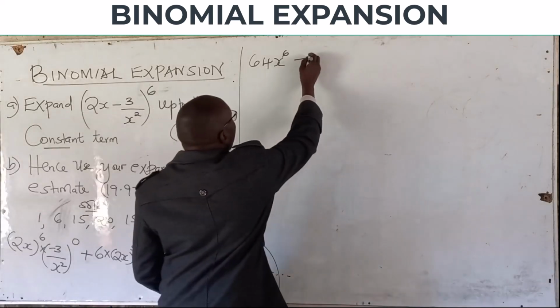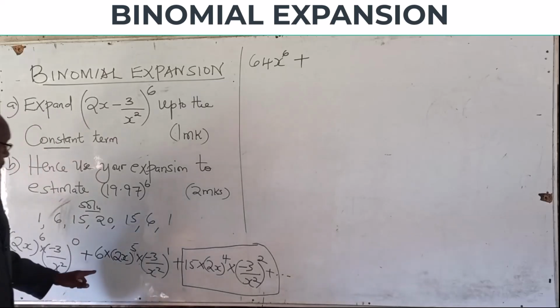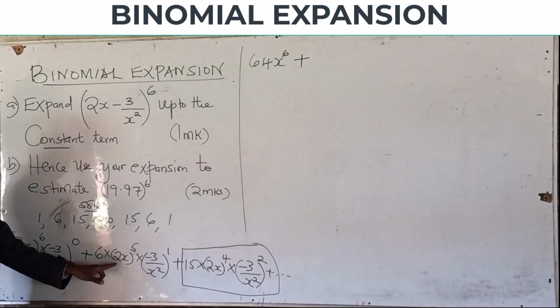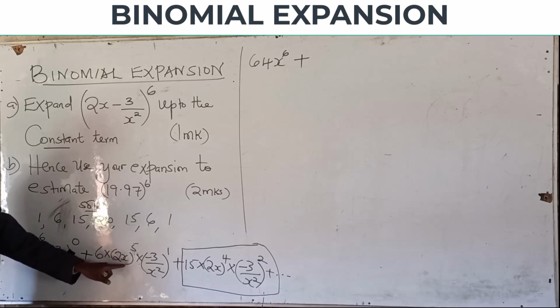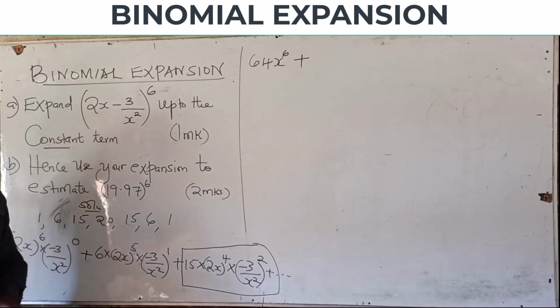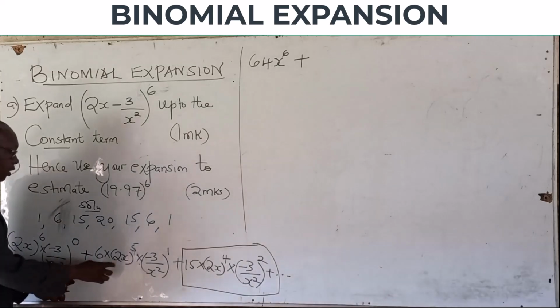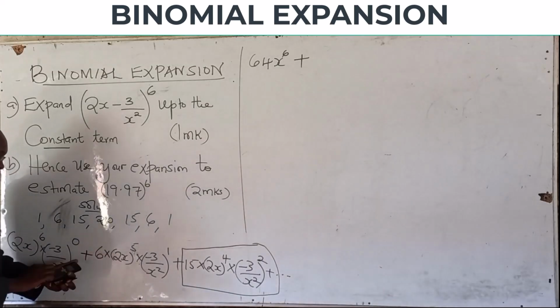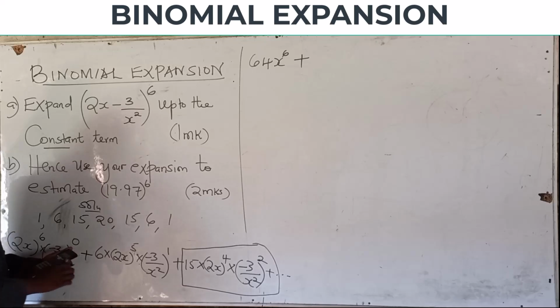Then plus the second one here, we shall have 6 multiplied by 2 raised to power 5. These are 2x raised to power 5. 2 raised to power 5 is 32. And then 32 multiplied by, we need a calculator here. So we have 2 raised to power 5 is 32, then 32 multiplied by 6. Then we have to multiply this one by negative 3.